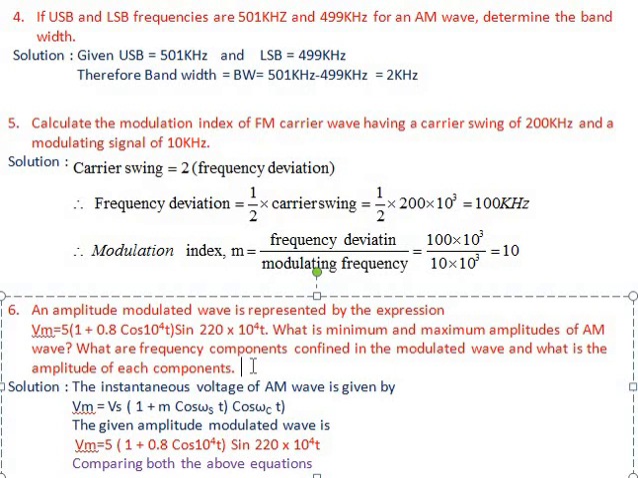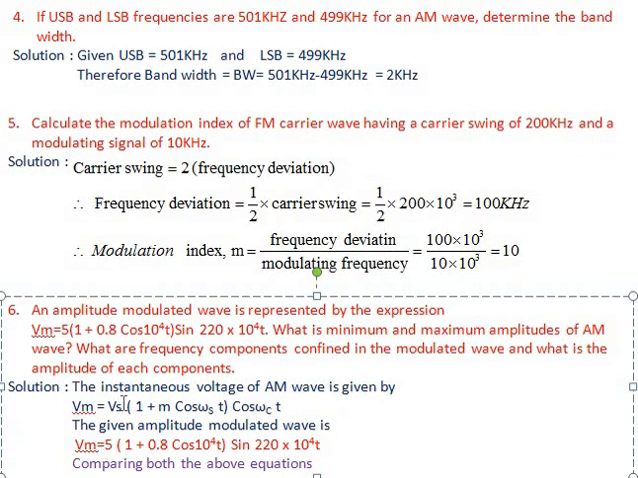So the problem is very simple. First, you have to compare this equation with its standard equation. I show you here how its solution is found. The instantaneous voltage of an AM wave is given by Vm is equal to Vs into bracket 1 plus m cos omega s t into cos omega c t. So this is the modulating voltage. Clear?